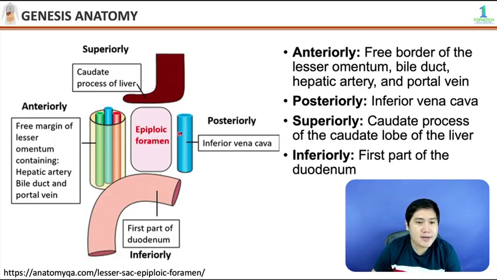Posteriorly, you can see the inferior vena cava. Superiorly, you have the caudate process, or caudate lobe, of the liver. And inferiorly, you have the first part of the duodenum. So those are the boundaries of your epiploic foramen.